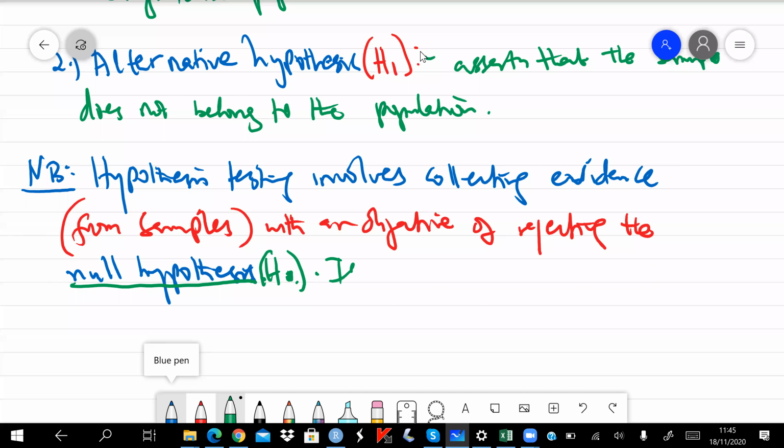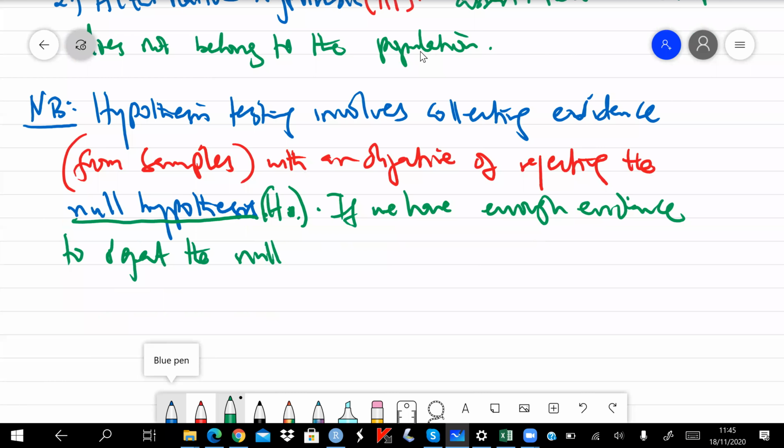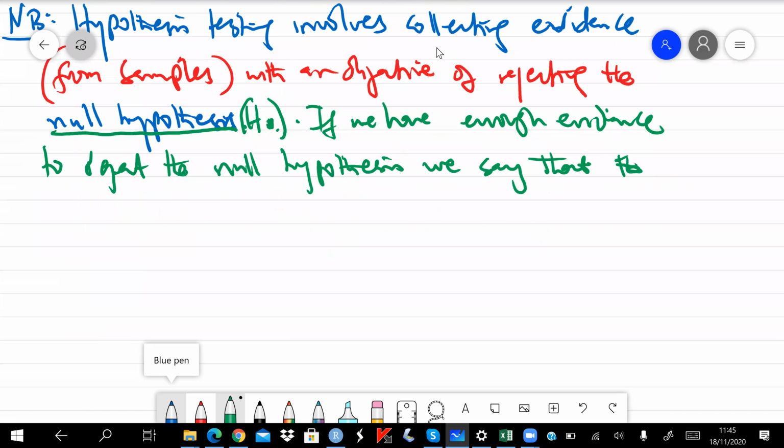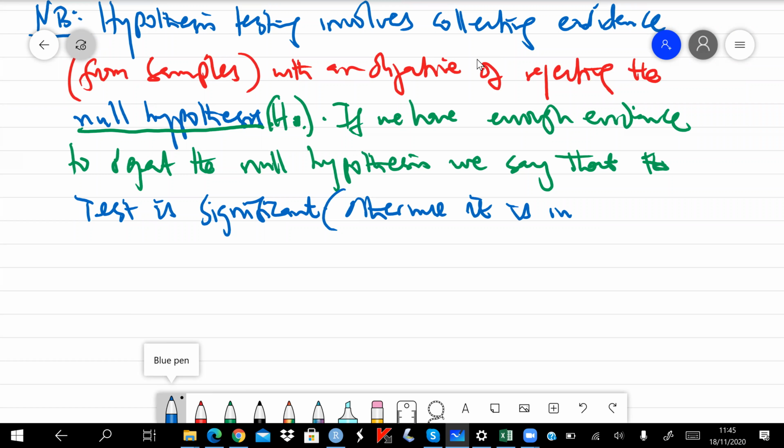Okay, so if we have enough evidence to reject the null hypothesis, we say that the test is significant. Otherwise, it is insignificant. Okay.